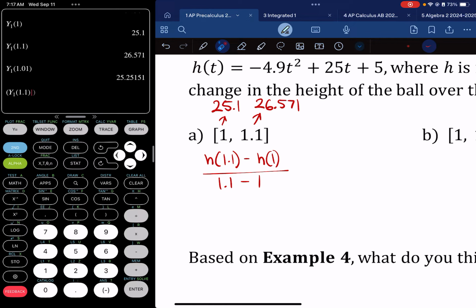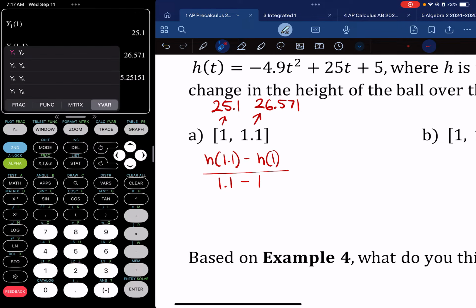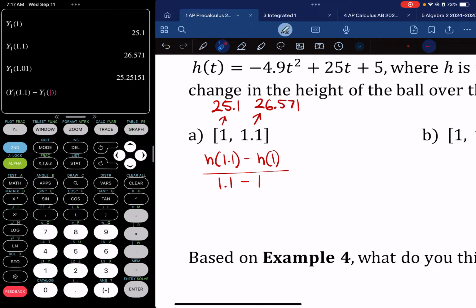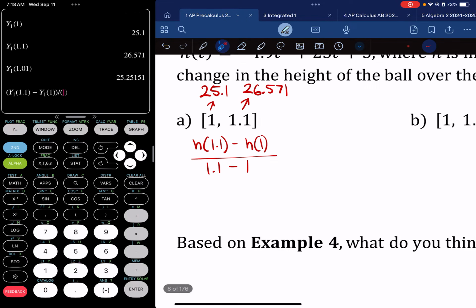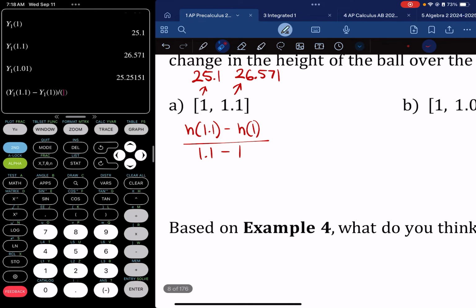So I have Y of 1.1, and I need to subtract, and I'm going to do alpha trace Y1 and then start my parentheses of 1. Okay, so I'm going to end the parentheses. So everything right there is just the numerator. And I have that extra set of parentheses. You'll see the parentheses right there and an extra parenthesis right there to lock in that numerator. Now I'm going to hit the divided by key, start my parentheses again because I'm about to do this denominator down here. Didn't mean to move the screen there.